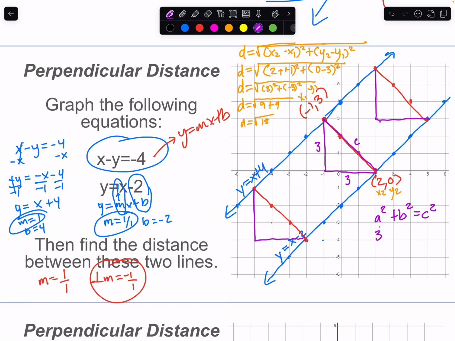And then I have 3 squared plus 3 squared equals c squared, which is 9 plus 9. And then when I combine them, to get rid of the c squared, I do the inverse, which is square rooting. And c would be the square root of 18. Notice how we get the same value, regardless of the method that you choose. So, as you go through these examples, pick the method that you prefer.